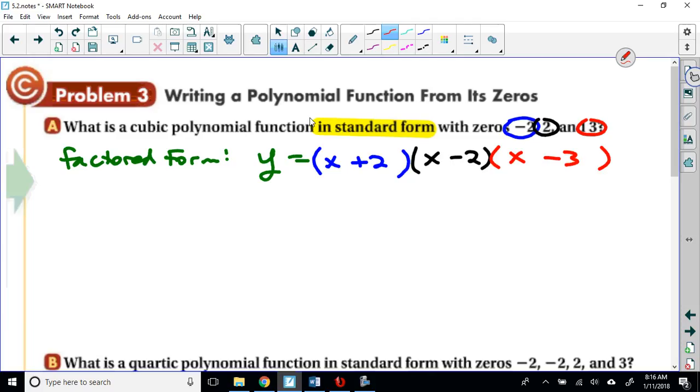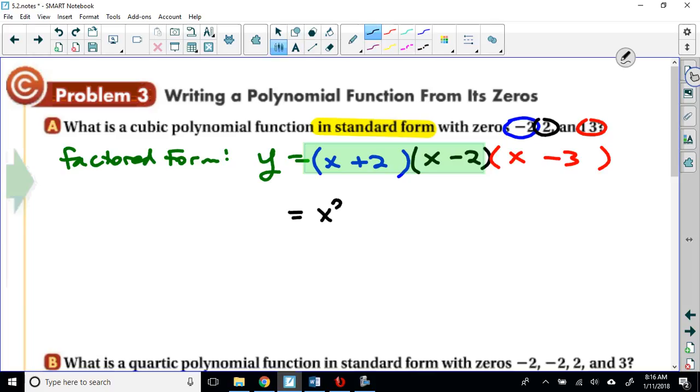So if they said just put this in factored form, that's good enough, and we could stop there. But did they say factored form? No, they said standard form. Dang them. Why did they have to say that? Just ruined my Thursday.